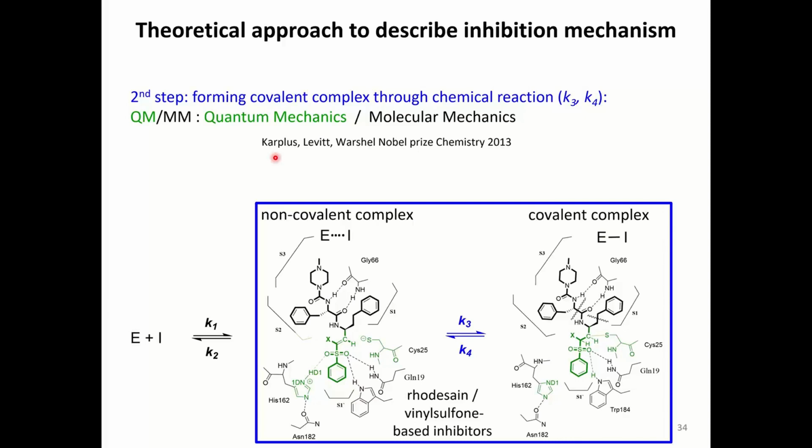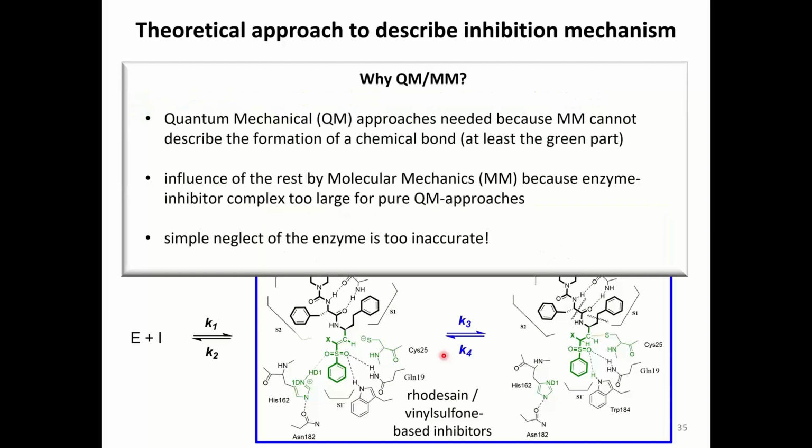For this second step, forming the covalent complex through a chemical reaction, you need quantum mechanics. So at least the green part, which we have in here, you have to describe by quantum mechanics, because this bond formation is not possible to describe by force field. Of course, there are a few reactive force fields around, but then you have to make a lot of parameterization. Furthermore, if you do not have this reactive one, then you indeed need QM.